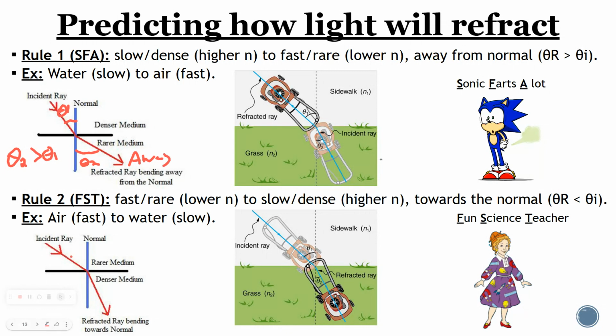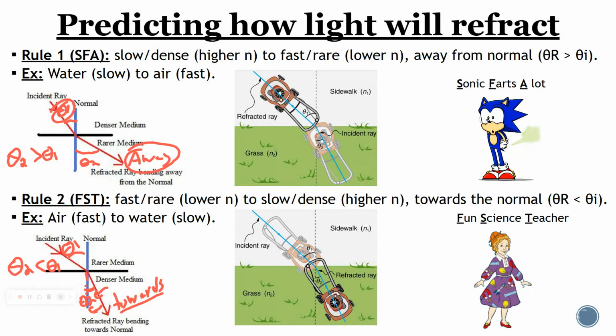Whereas in this situation here, this was our theta 1, and this is our theta 2. So our theta 2 is smaller than our theta 1. That means that this refracted ray moved towards the normal. So the two things that can happen are: a refracted ray moves towards the normal, so the angle of refraction is smaller than the angle of incidence, or it moves away from the normal, so the angle of refraction is larger than the angle of incidence.